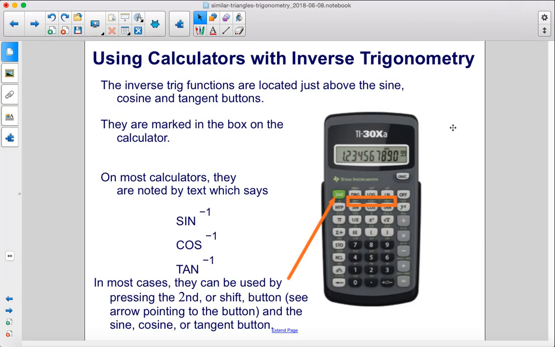Using calculators with inverse trigonometry. The inverse trig functions are located just above the sine, cosine, and tangent buttons. They are marked in the box on the calculator. So here in this orange box, right above the sine, cosine, and tan buttons, we see sine to the negative 1, cosine to the negative 1, and tan to the negative 1. In most cases, they can be used by first pressing this button, the second or shift button, and then the sine, cosine, or tangent button.